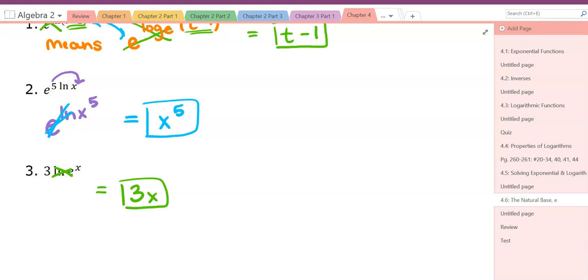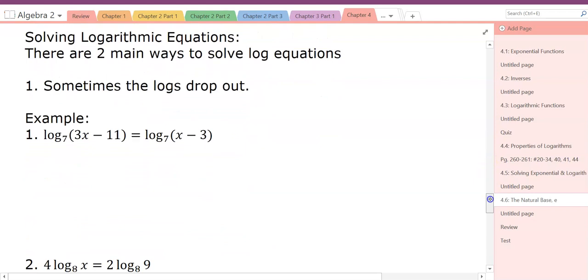What I want to finish up with here is just doing some extra practice with solving logarithmic equations. And there's two main ways to solve them. The first one is that sometimes the logarithms just drop out. So we had seen this a couple sections ago, where if you have logs with the same base, you can essentially get rid of them and set their arguments equal to each other.